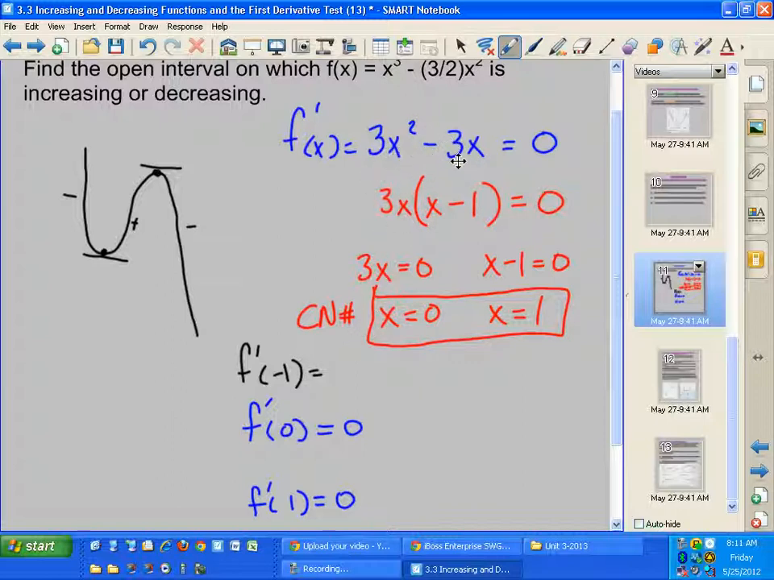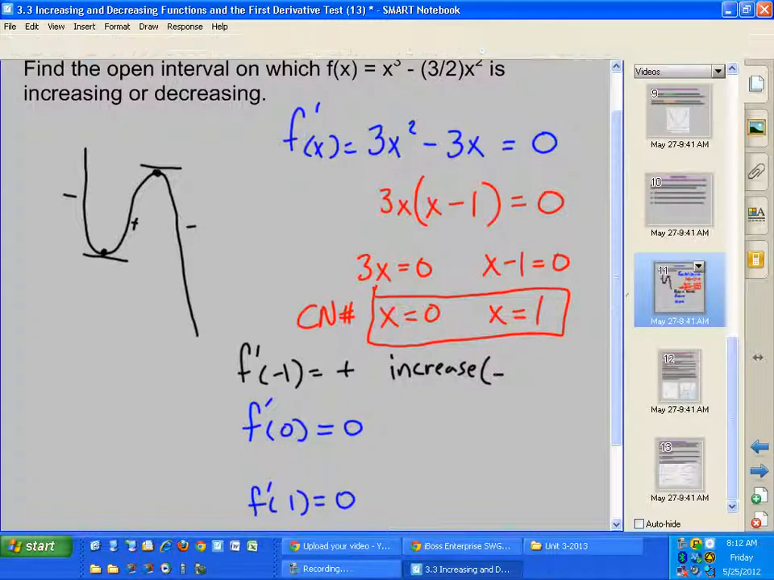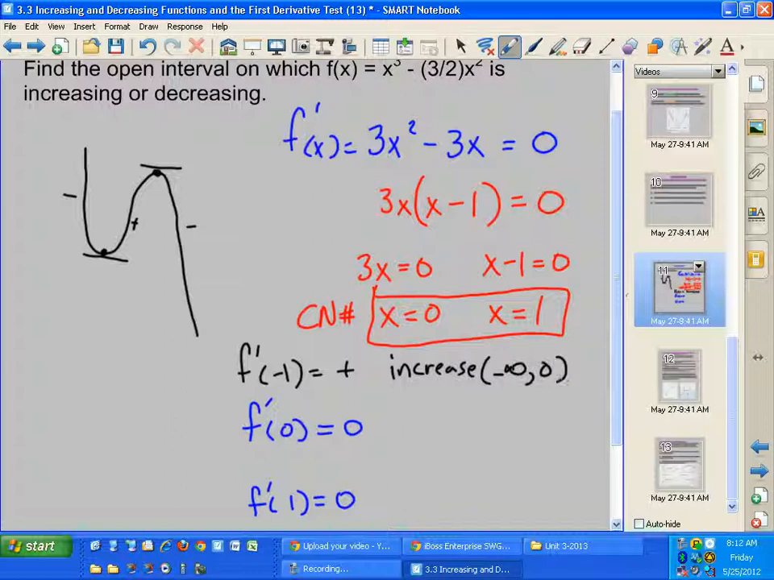I just need to know whether I'm going to get a positive or a negative number. So plugging in negative 1 here gives me a positive 3. Plugging in negative 1 here gives me a positive 3. So they're both positive combined together, which means it was an increasing slope, increasing from negative infinity to 0. Because before, where the horizontal tangent happened, we had a positive slope, so it's increasing.